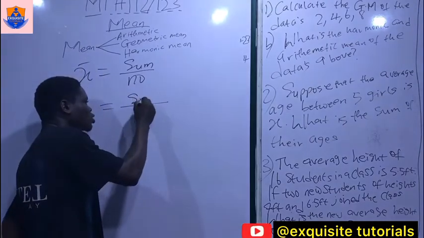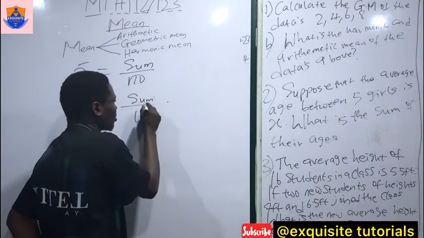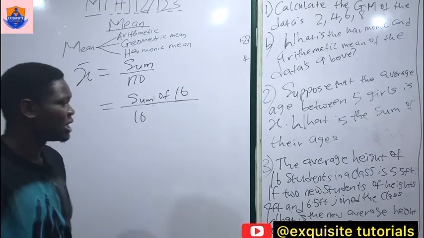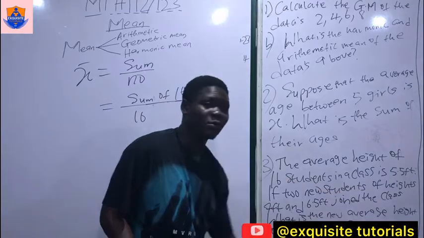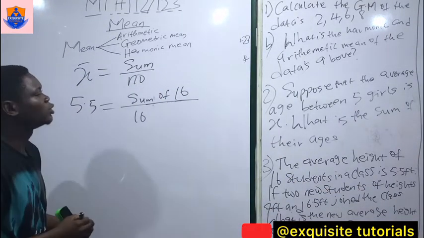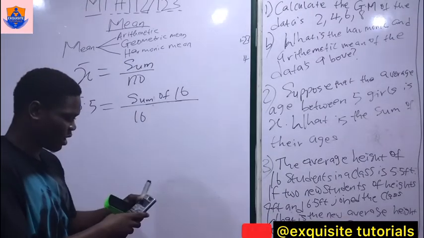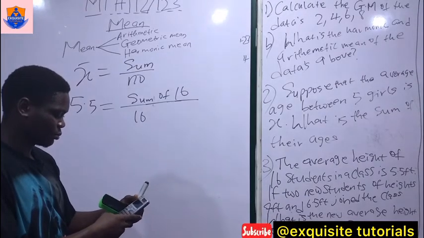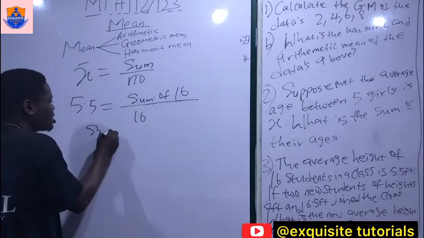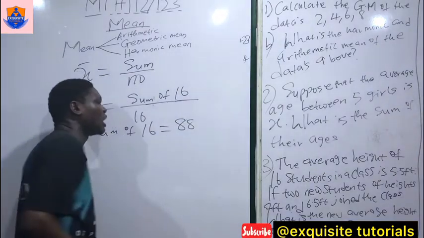Now the class had 16 students, but we don't know the sum of their heights. So let's write it as sum of 16. They said the average height of 16 students in the class is 5.5, so it means that the mean is 5.5. Now how do you get the sum of 16? You cross multiply, 16 times 5.5. That's 88. So the sum of the heights of the 16 students is 88.